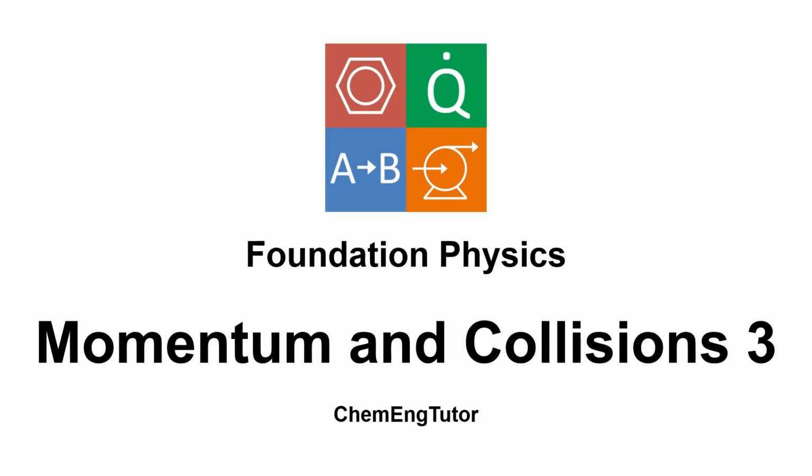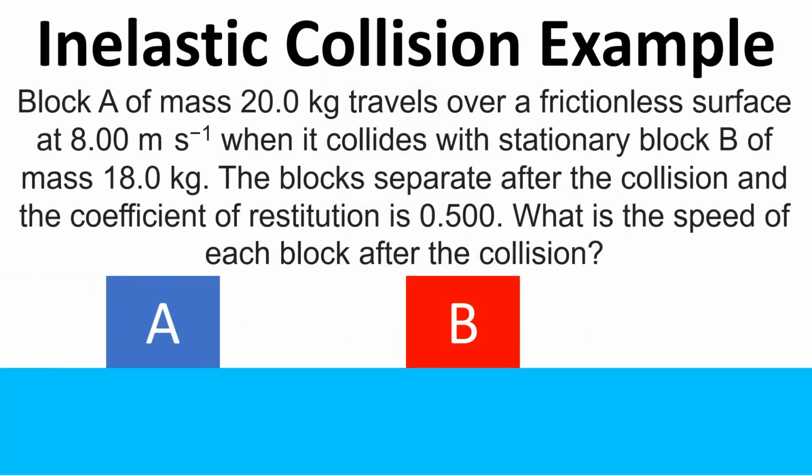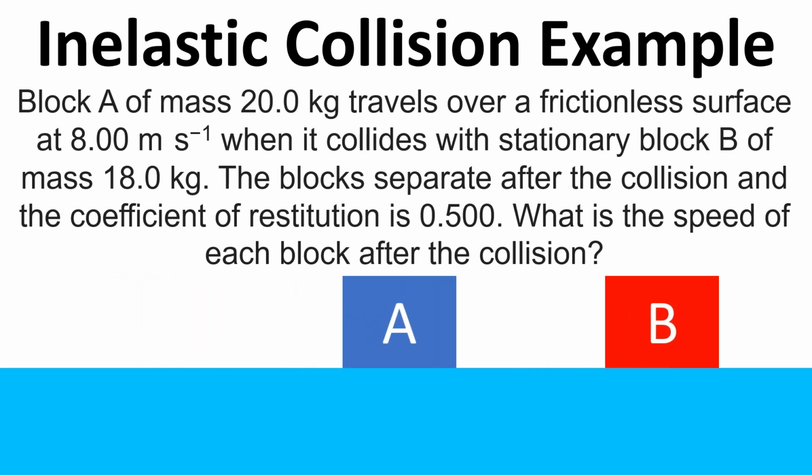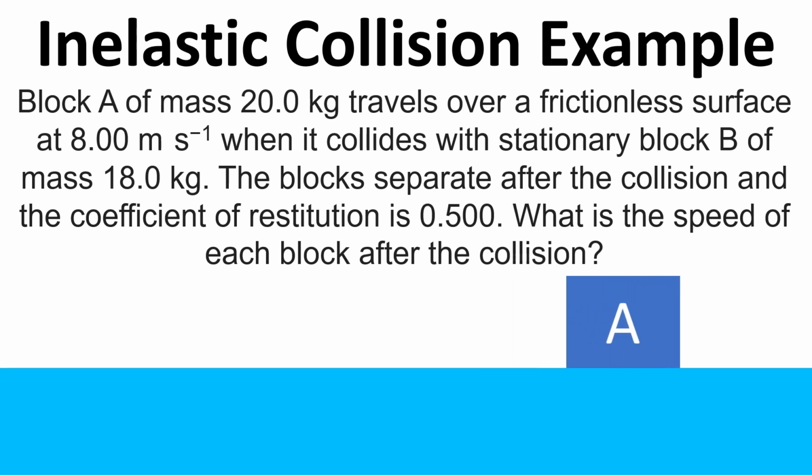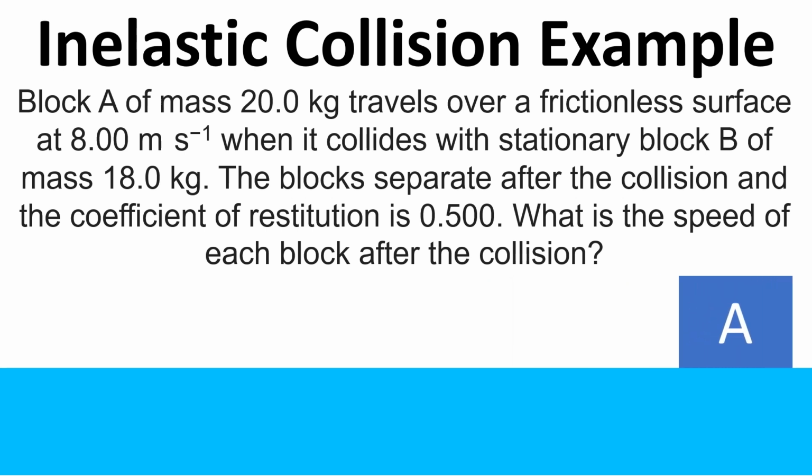In this video, we'll take a look at momentum and collisions with a specific focus on inelastic collisions. So we'll take a look at this example. Block A of mass 20 kilograms travels over a frictionless surface at 8 meters per second when it collides with stationary block B of mass 18 kilograms. The blocks separate after the collision and the coefficient of restitution is 0.5. What is the speed of each block after the collision?